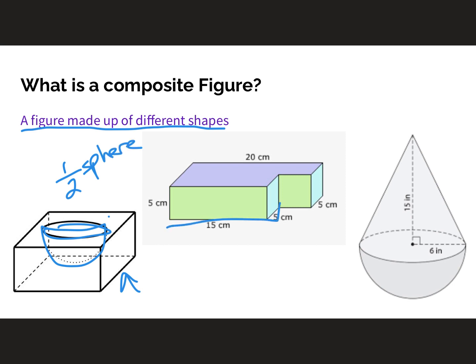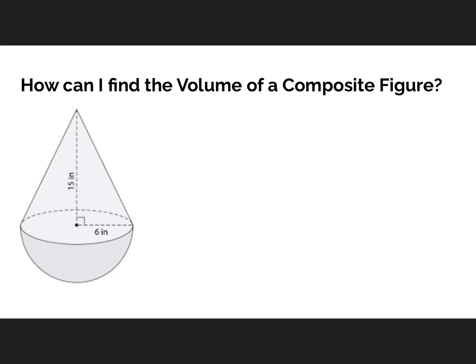Here I've got a rectangular prism with another rectangular prism added on. Here I have a hemisphere and a cone. And to find their volumes, we just add or subtract the volumes of the different parts. So how can we find the volume of a composite figure?